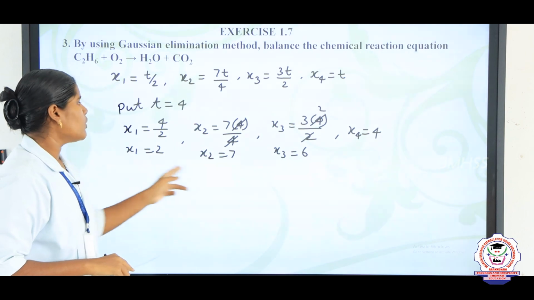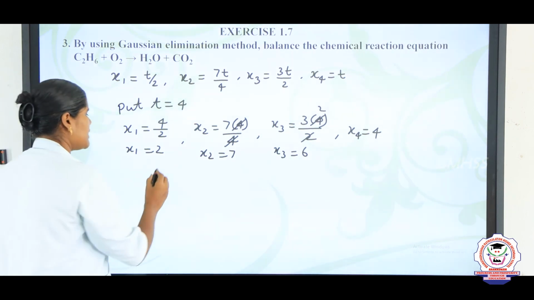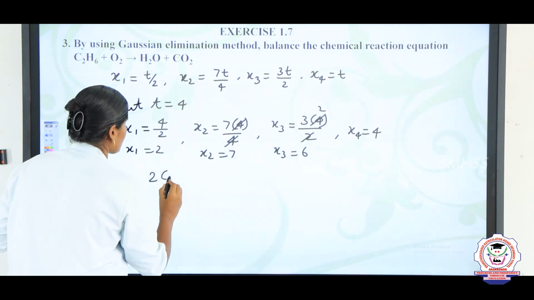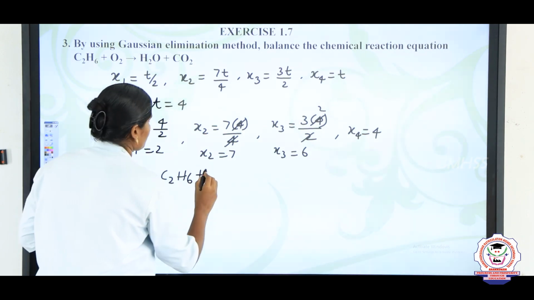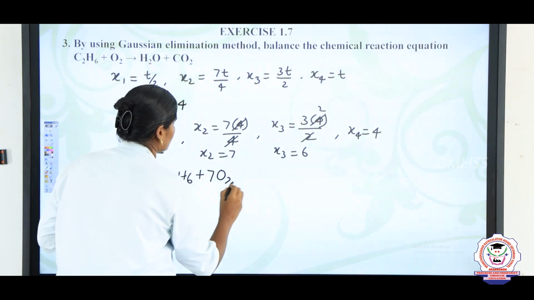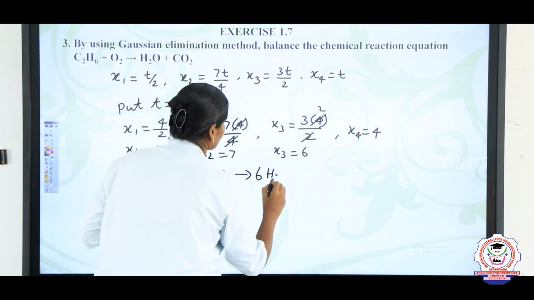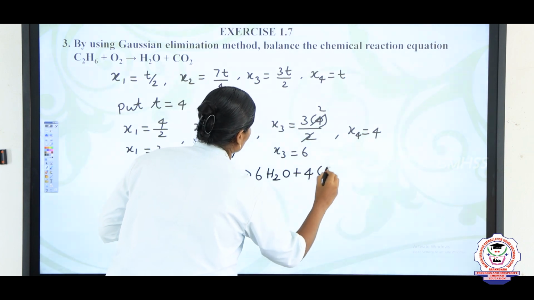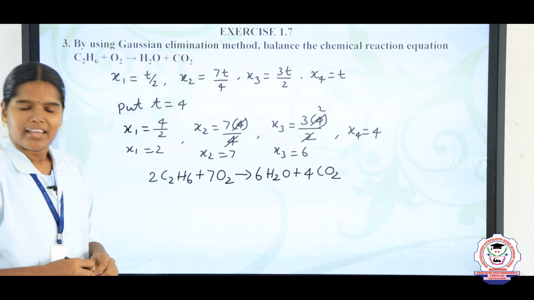So now I am going to substitute these 4 values into equation 1. So we get 2C2H6 plus 7O2 gives 6H2O plus 4CO2. This is our balanced chemical equation.